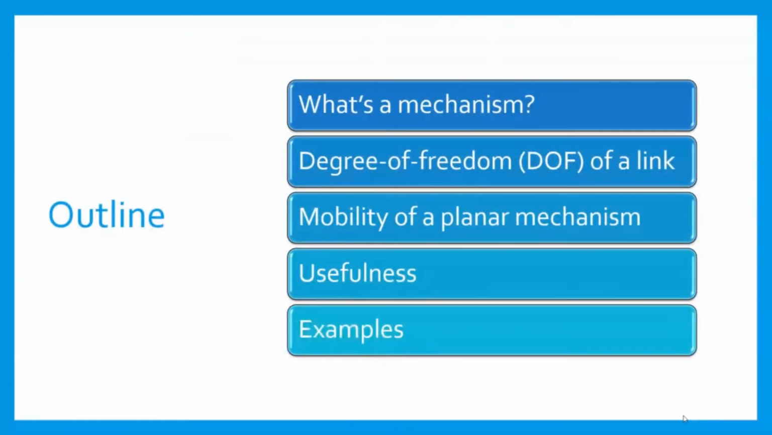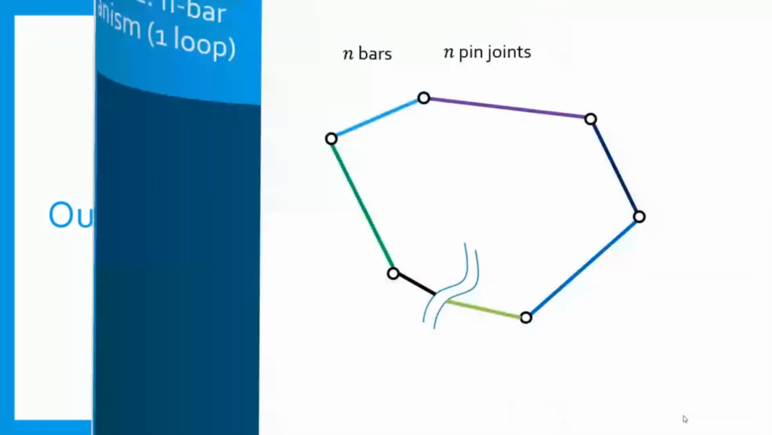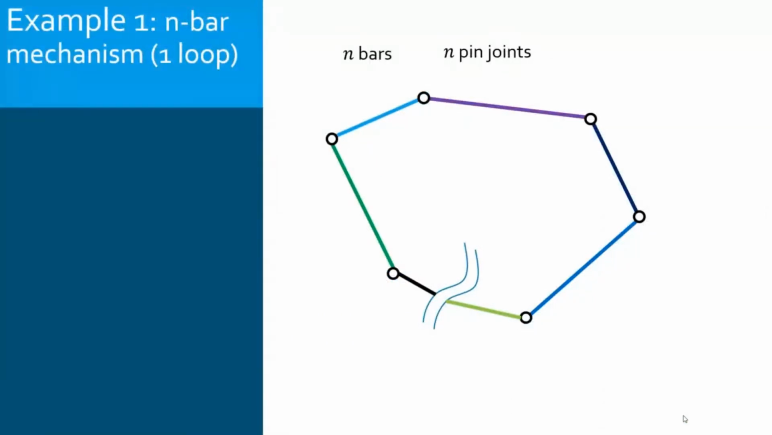So now we are going to have some examples. We are going to consider some mechanisms, starting from simple ones to a little bit more complex ones, and for each one we are going to find the number m, the mobility of that mechanism. So let's start with this one.